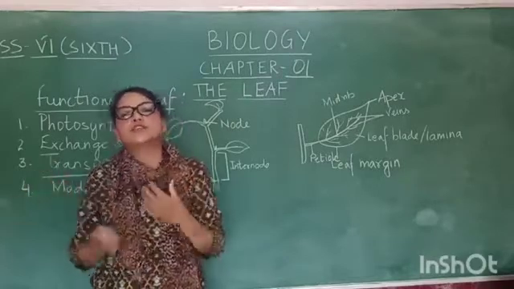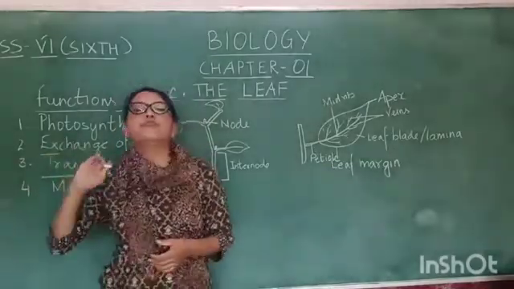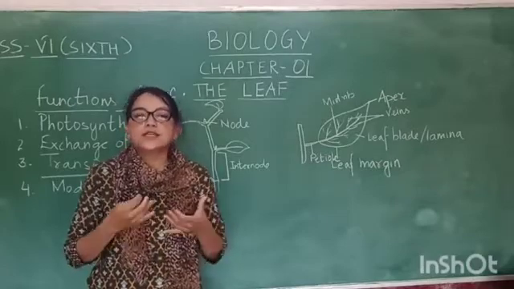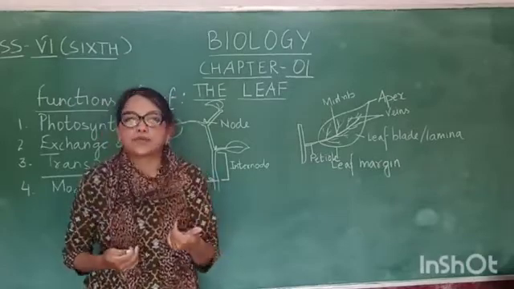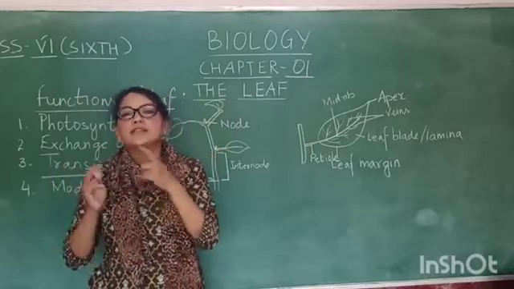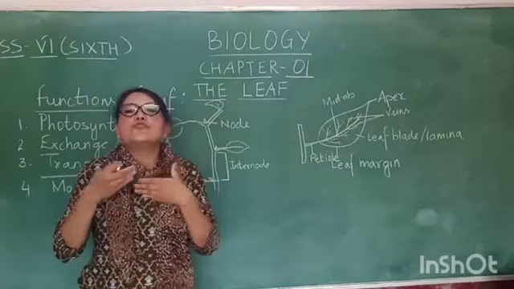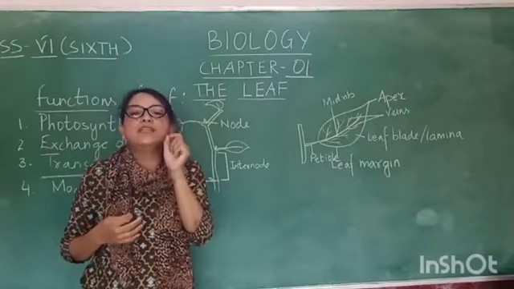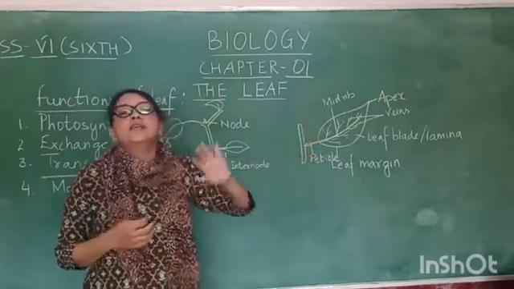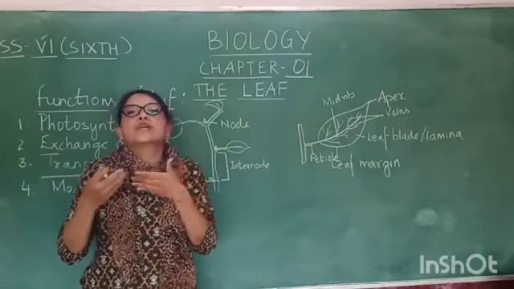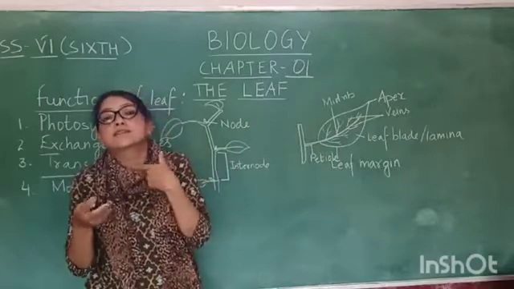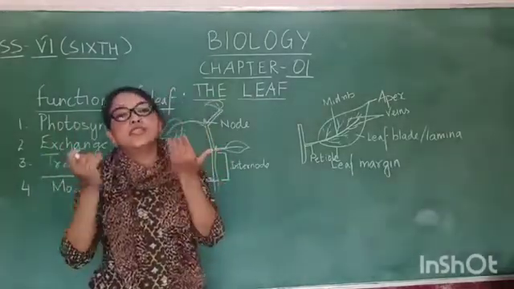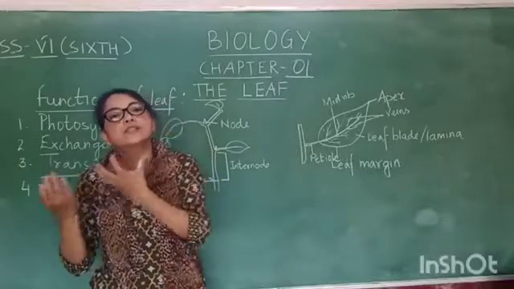Now comes the second function of the leaf, which is exchange of gases. Plants carry out photosynthesis, and also respiration during the night time when the sun is not there. The exchange of gases takes place through stomata. Stomata are the tiny pores present in the leaves that help plants to exchange gases like CO2 and oxygen. During photosynthesis, CO2 is taken in through stomata and oxygen is given out.